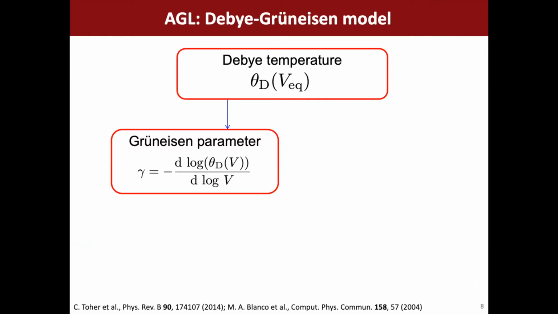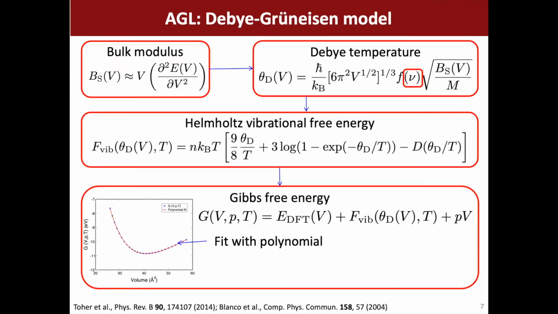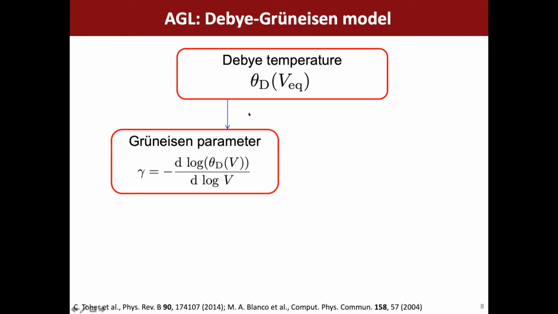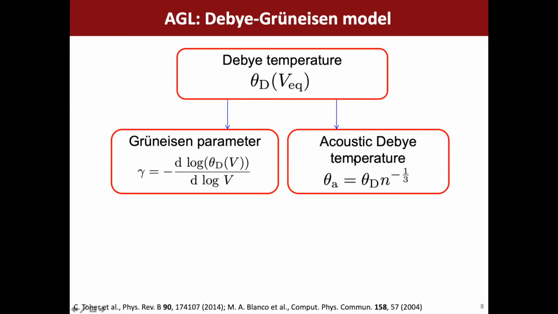So if you have a perfectly harmonic crystal, then this energy volume relationship will be a parabola, perfectly parabolic, which means that the second derivative will be constant. And because the Debye temperature is proportional to the bulk modulus, that means the bulk modulus as a function of volume will be a constant. And all these thermal properties will be constant with respect to volume. But the Grüneisen parameter then is a measure of how this deviates from this perfectly parabolic energy volume relationship.